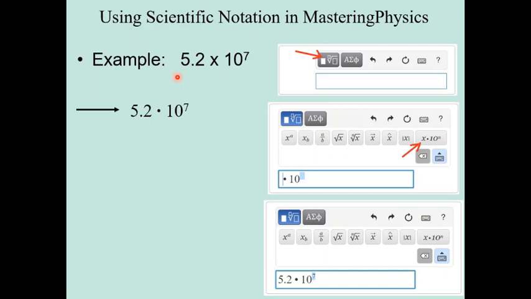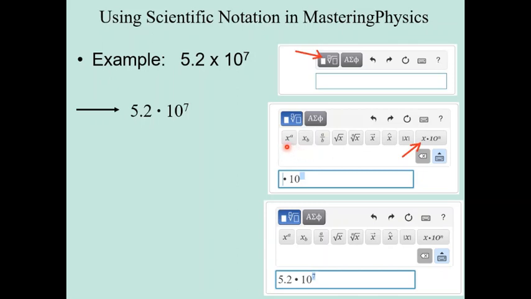Let's just start with an example. Suppose you do a problem, and the answer is 5.2 times 10 to the 7th. You need to enter this number in Mastering Physics. This screenshot shows the answer box for a typical homework or quiz problem. Up on the top there are these buttons. The button on the upper left, you click on that with your mouse, and you'll see all of these choices under it. Each one has a different function.